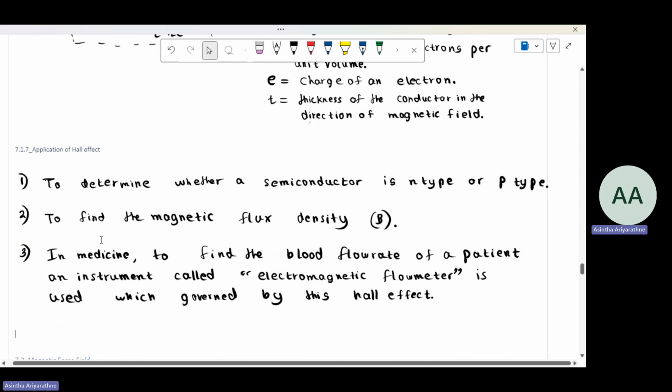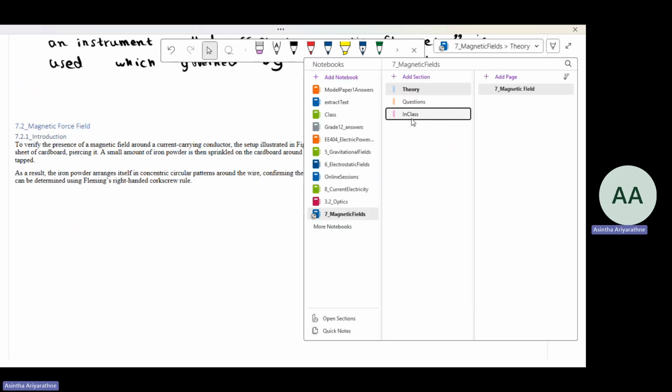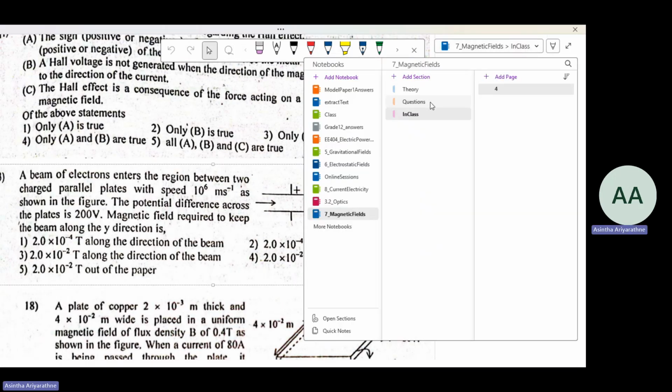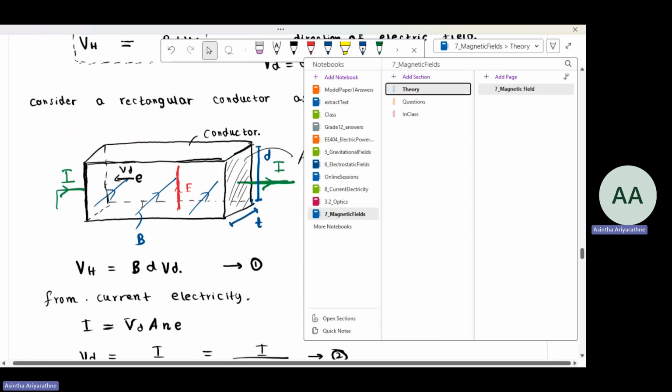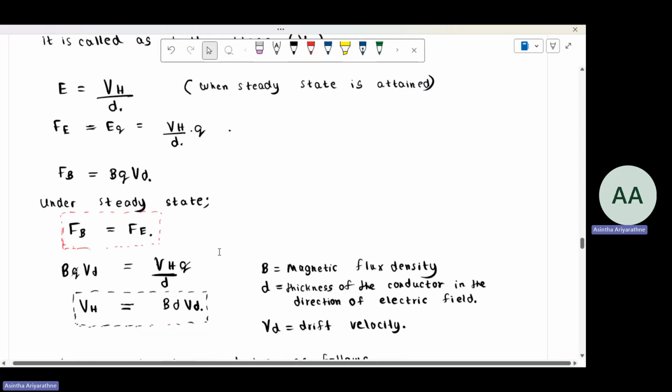Right, so these are some applications of the Hall effect. Let's go over some examples. What you have to know is that under steady state, the electric force becomes equal to the magnetic force, and the electron will move in a straight line, without shifting either downward or upward.